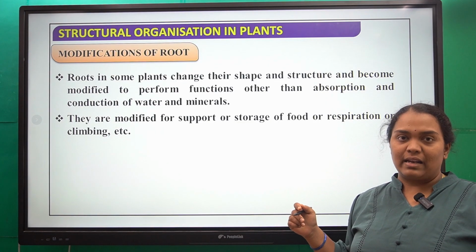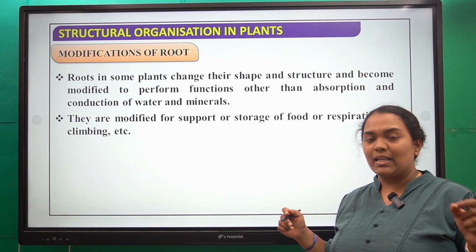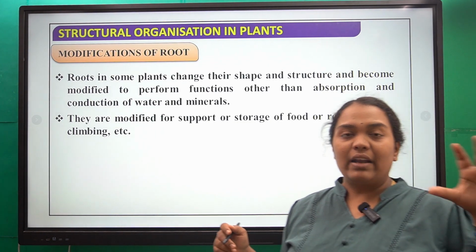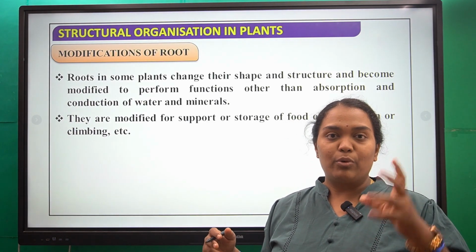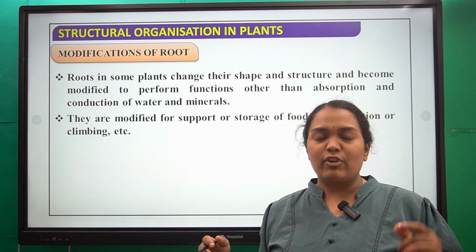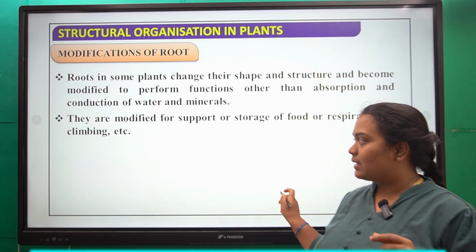Climbing. Climbing means what? Tendrils. You may have seen plants which have a thin stem and have the ability to climb over different structures that are put for support. So, for example, here you can take the jasmine plant.